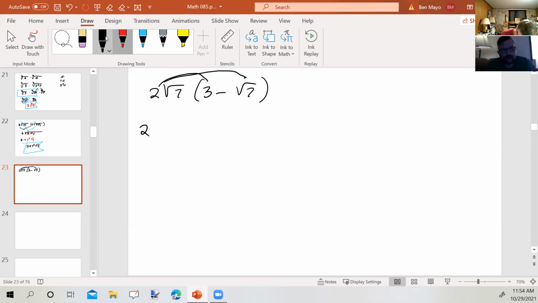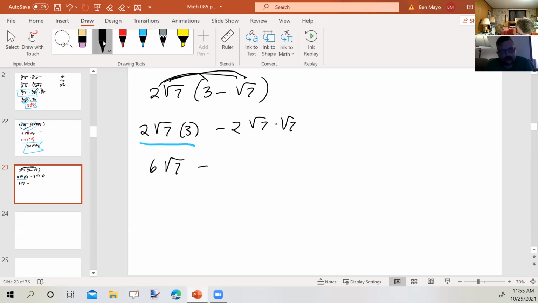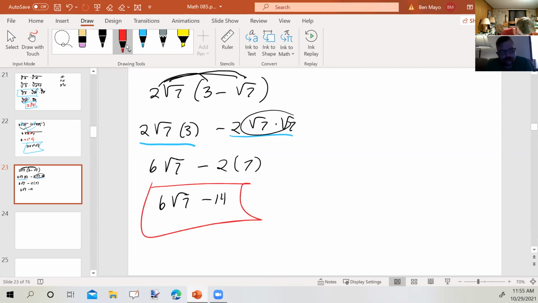The first one, 2 square roots of 7 times 3. The second one, minus 2 square roots of 7 times the square root of 7. So this first expression is 6 square roots of 7, and then minus the second expression, which is 2 times 7, right? Square root of 7 times square root of 7. So now I've got 6 square roots of 7 minus 14. And there's my final answer.